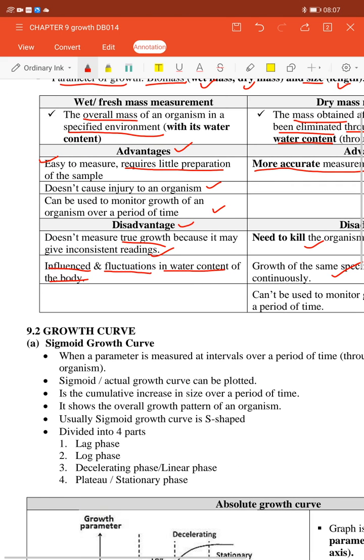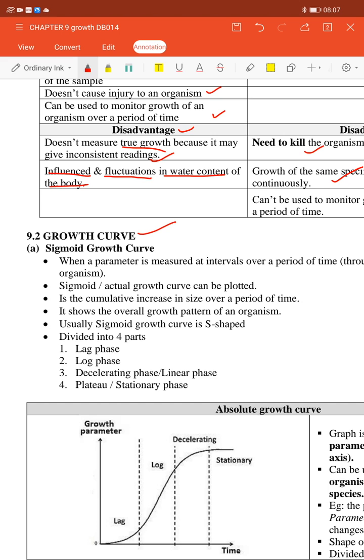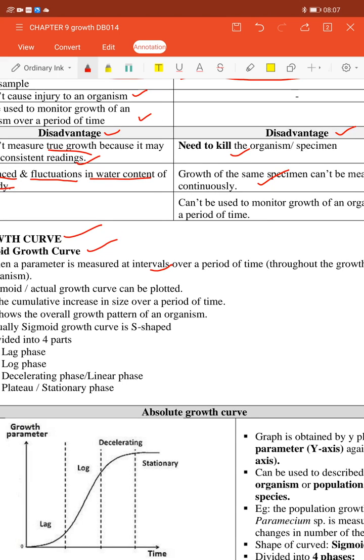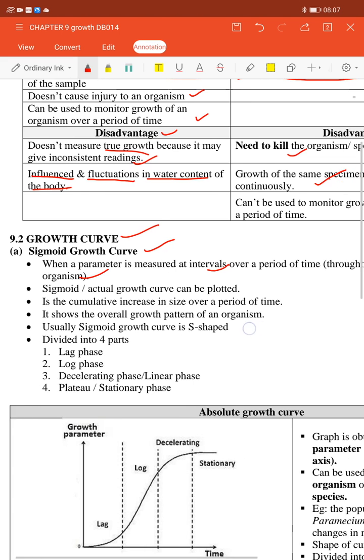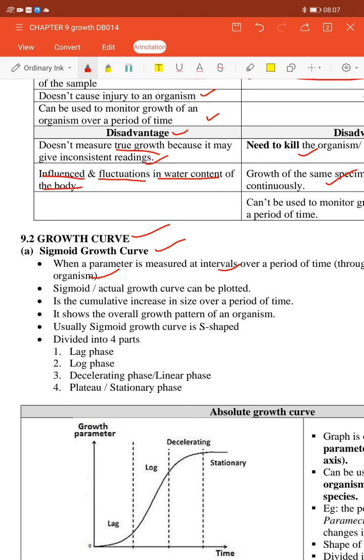Okay, so the next thing that you have to know is the growth curve. So for your syllabus, you only have to know about the sigmoid growth curve, where a parameter is measured at intervals over a period of time throughout the growth of the organism. Okay, so sepanjang dia punya growth itu, parameters tu akan dikira sepanjang dia membesar.